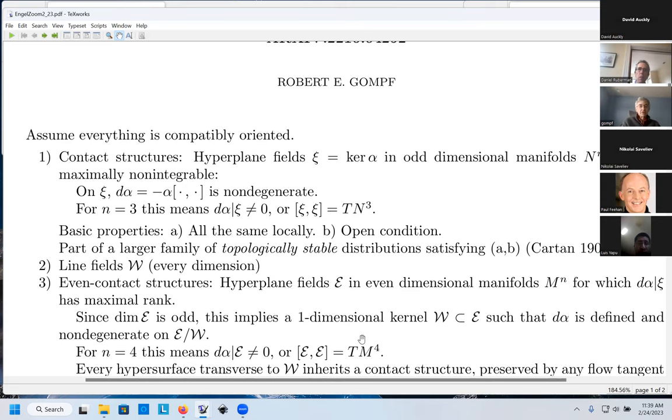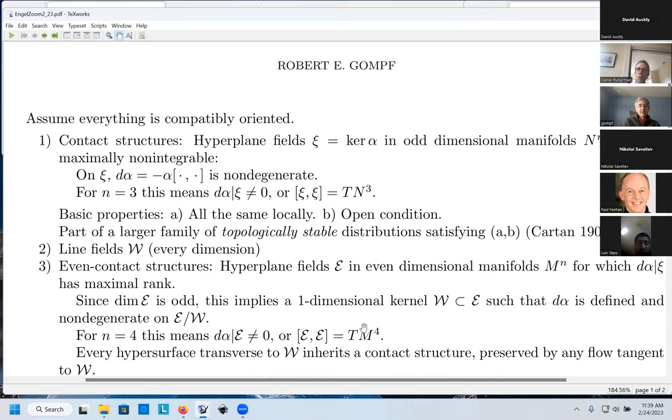All right, there's a very useful observation we can make here comparing this condition against the corresponding contact condition, or we can do a similar thing in any number of dimensions. And what we see is that anytime we have a hypersurface that's transverse to this line field W, that automatically inherits a contact structure. We get the tangent spaces of the hypersurface by modding out W from the ambient tangent spaces. And so that turns our even contact structure into a contact structure on the hypersurface. And that is very fundamental because of the way it's constructed. It's automatically preserved by any flow that's tangent to W. That is, when we flow this hypersurface, it's flowing through contactomorphisms.